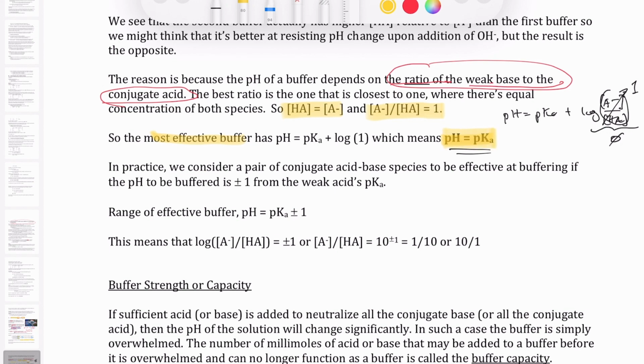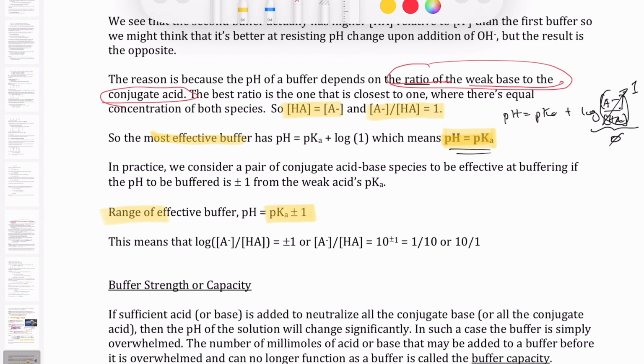Okay, now pH equals pKa will give you the best buffer you can get, but that's just one number. So there's actually a range that you can have, and that is pKa plus or minus 1. So as long as you're within plus or minus 1 of the pKa value, then that would be a reasonable buffer to use.